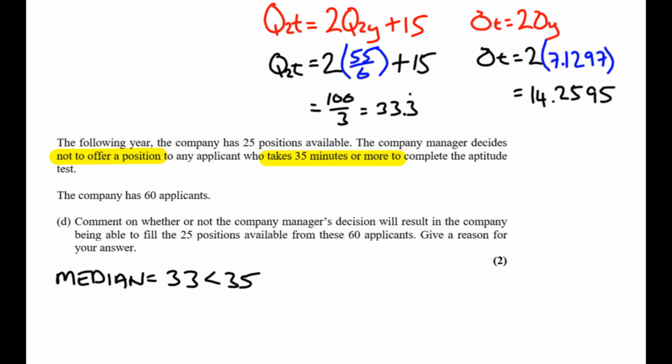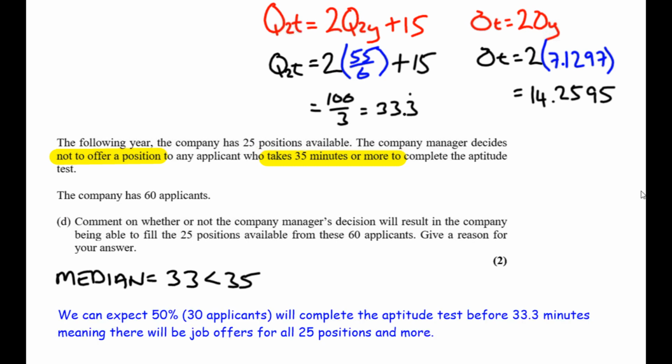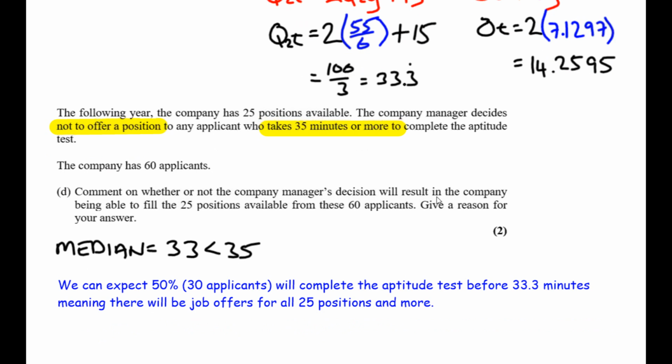Okay, so the median is 33.3, which is less than the 35 cut-off limit, so we can expect 50%, that's 30 of the applicants, to complete the aptitude test before 33.3 minutes, meaning there will be job offers for all the 25 positions, potentially even more. This is a 2-marker here, so just saying the median is less than the time limit wouldn't be enough. You definitely have to have a comment that's in context to get all of your marks for this question.